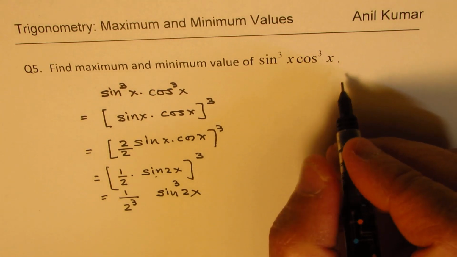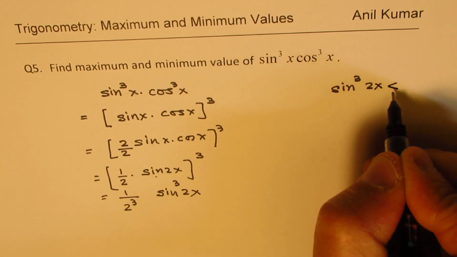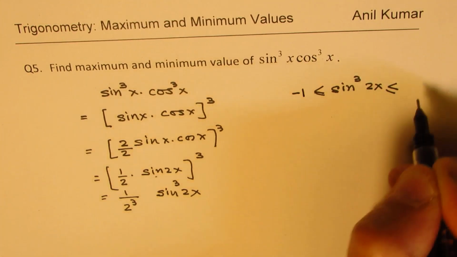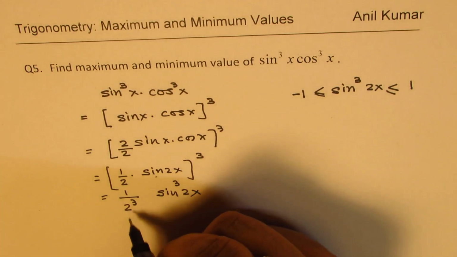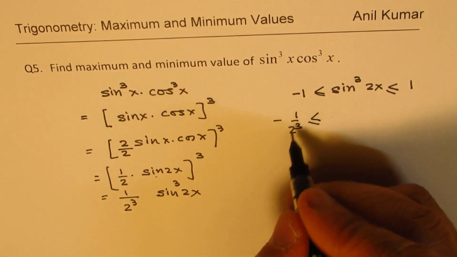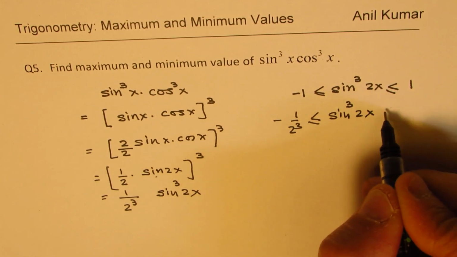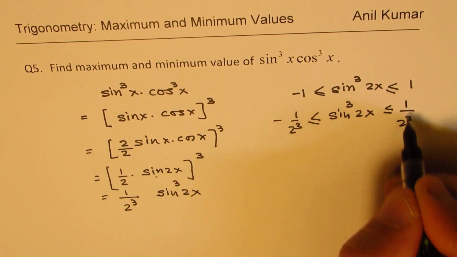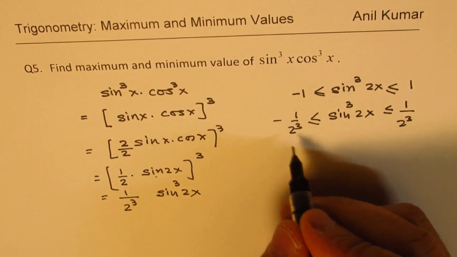Now this is cube. Now for sine cube x, what is the range? It could be 2x, 3x or whatever. Cube x, negative 1 cubed is negative 1. So it is between negative 1 and 1. Now when you multiply this by 1 over 2 cubed, you get this limit between negative 1 over 2 cubed on this side and 1 over 2 cubed on the other side. So that is the general formula, right?